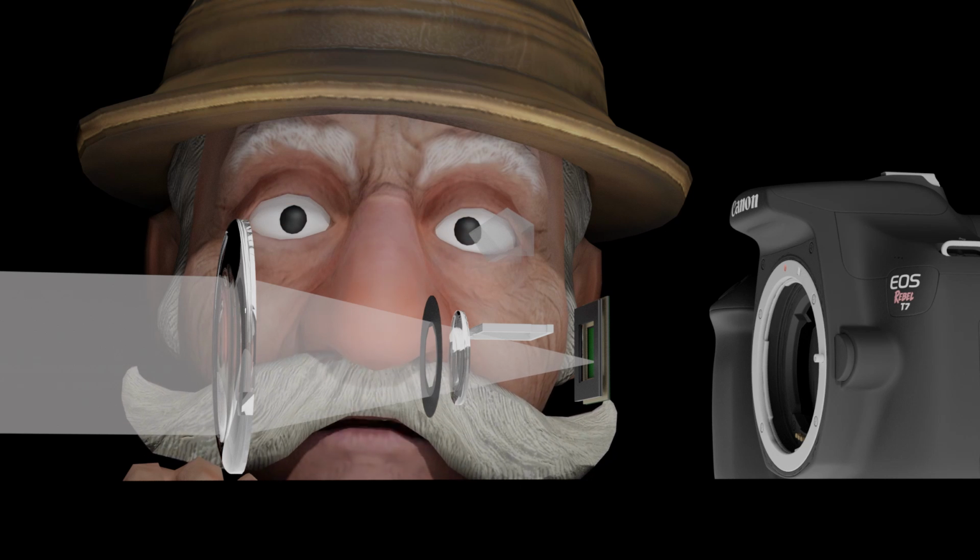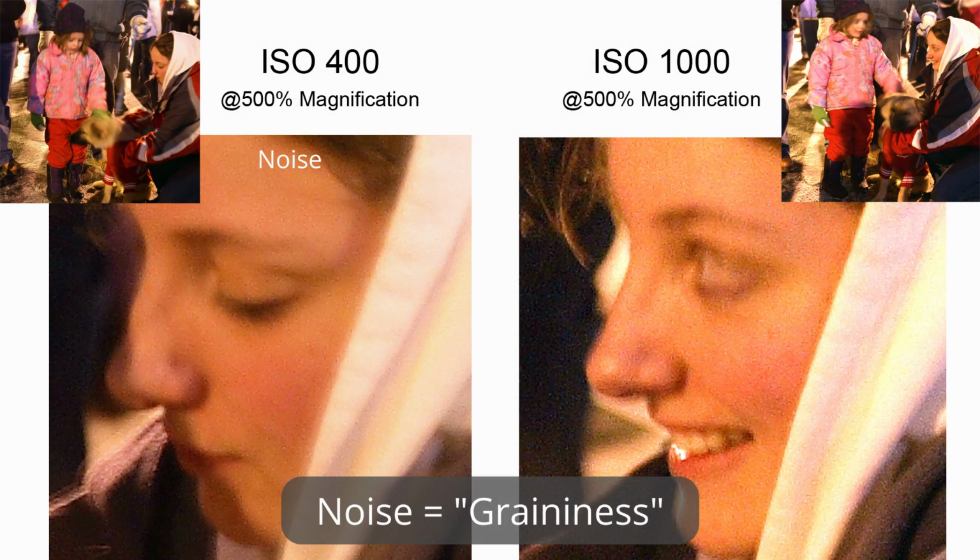The trade-off between high and low ISO is that as you increase the ISO, more noise becomes visible in the image. So you generally want to use the lowest ISO setting you can for the look you're going for. But we'll talk about that more in detail in the lesson on the exposure triangle.